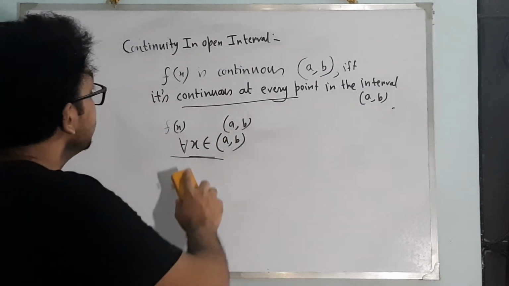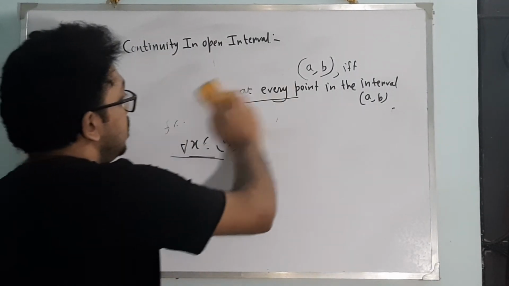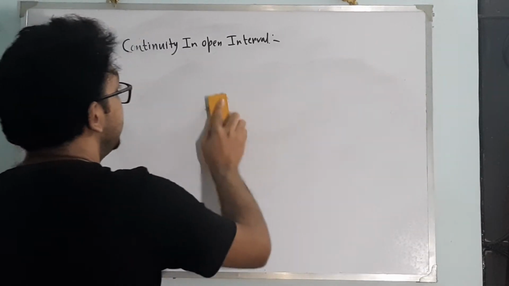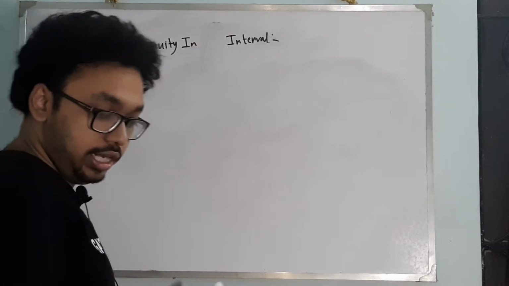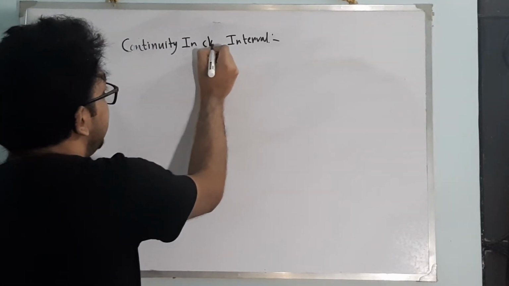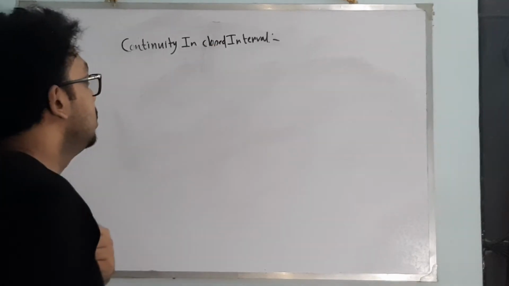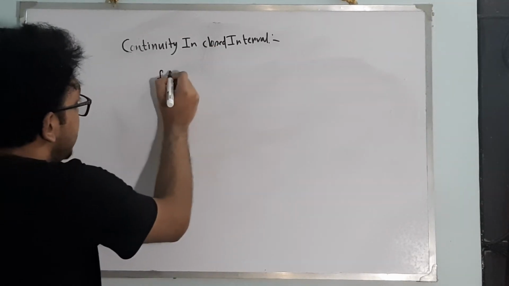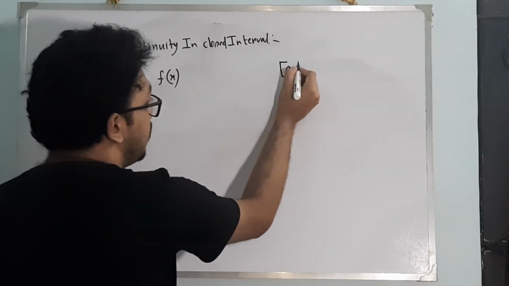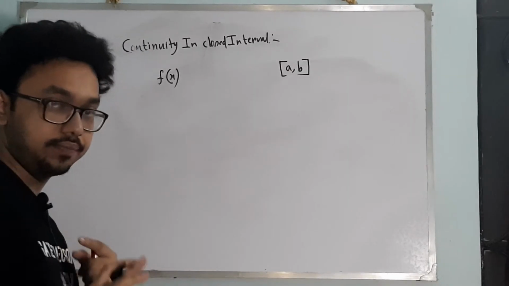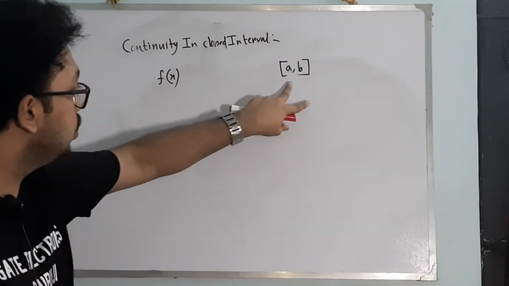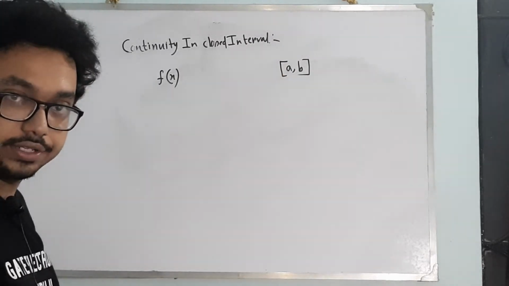Now come to the next concept. The next concept is continuity in closed interval. We discussed the continuity in open interval already. Now we will discuss the continuity in closed interval. Suppose we have a function f of x and we have a closed interval a comma b, closed interval. Okay, what did I say? Suppose we have a function f of x and we have a closed interval a comma b, closed interval.